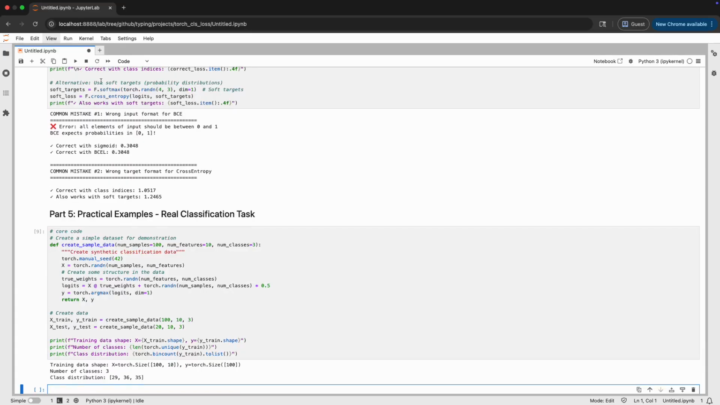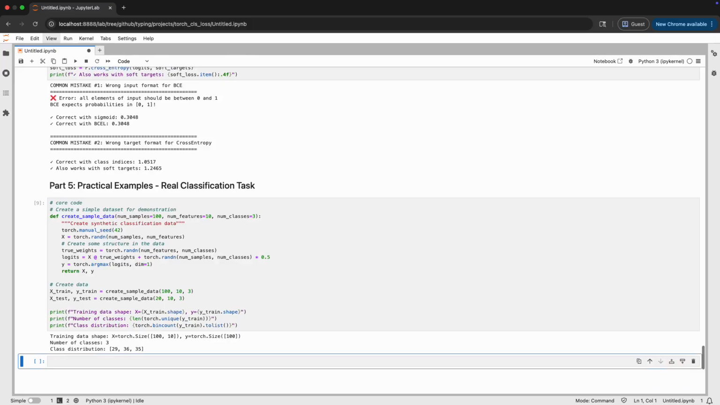We have 100 training samples with 10 features each, targeting 3 classes. The class distribution is fairly balanced with 29, 36, and 35 samples in each class respectively. This is a good starting point for our classification task.